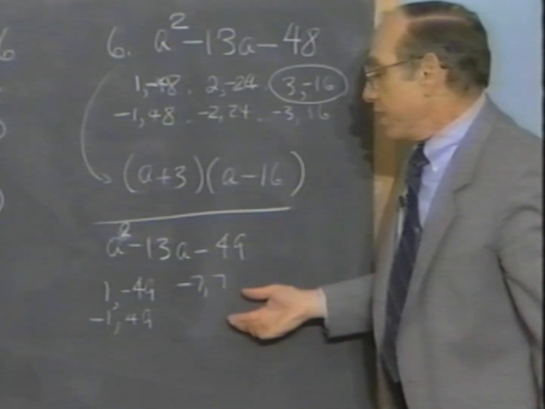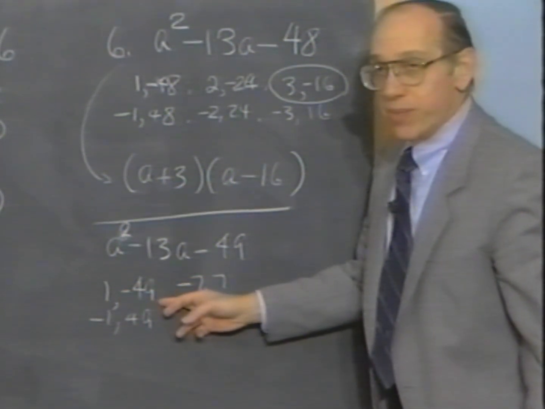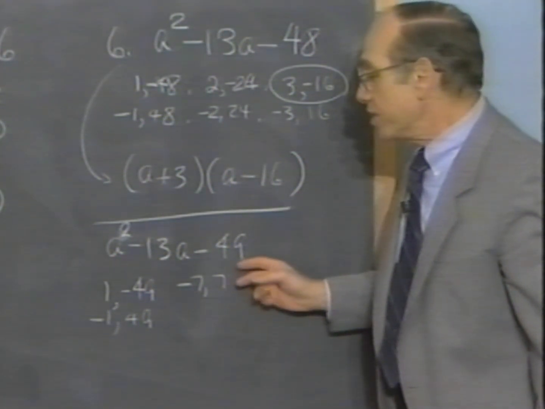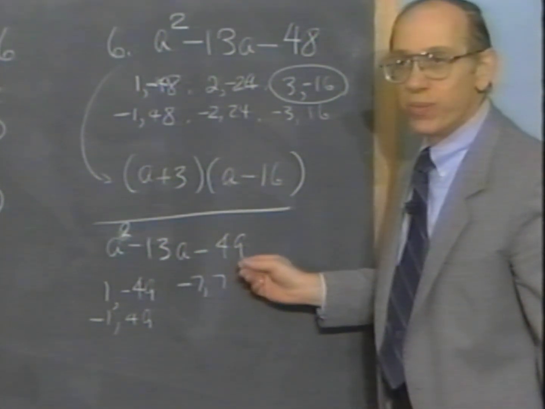Well, this is going to add up to minus 48. This is going to add up to plus 48. This is going to add up to 0. So this thing could not be factored the way we've been factoring.